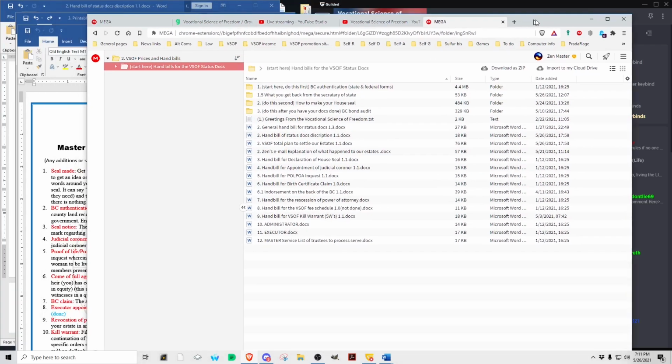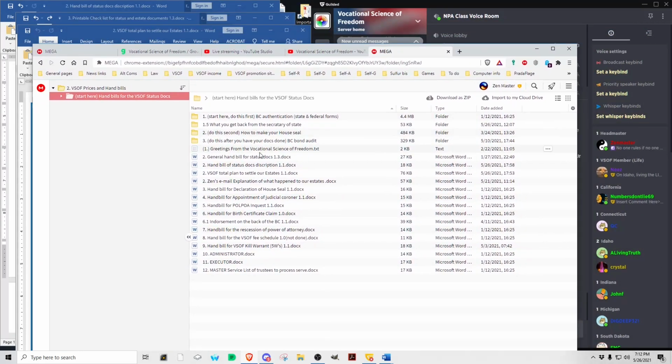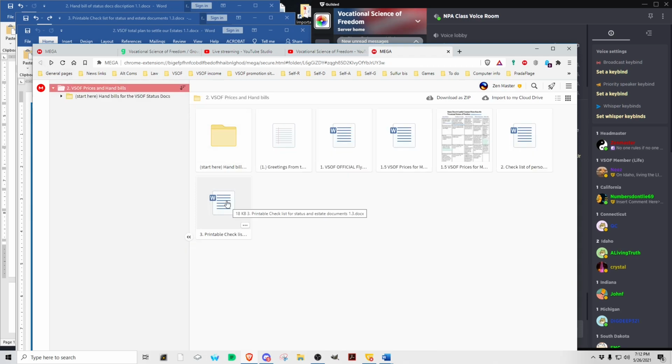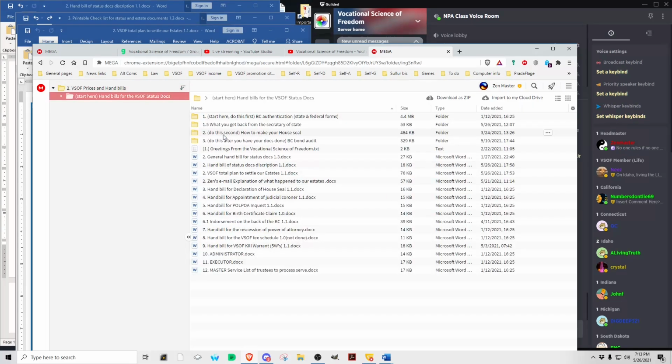The documents we'll be going over tonight are number 2, VSOF total plan to settle the estate. So number 2, handbill for status docs description. It'll basically have a table of each doc, and then I have a short description of each document in there, which I'll go over in more detail. The printable checklist of what you need to do is basically a check-off sheet, and I believe that's in the previous folder. So printable checklist for status and estate documents, and then you click on the handbill folder, and it'll be the other 2 that I just mentioned.